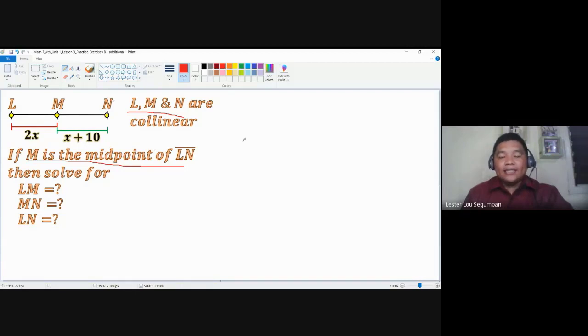This is what the midpoint between points theorem tells us, that if point M is the midpoint of line segment LN, the measurement of line segment LM must be equal to the measurement of line segment MN. This is what we're going to follow. We need to substitute only the values. So LM is 2x and MN is x plus 10.